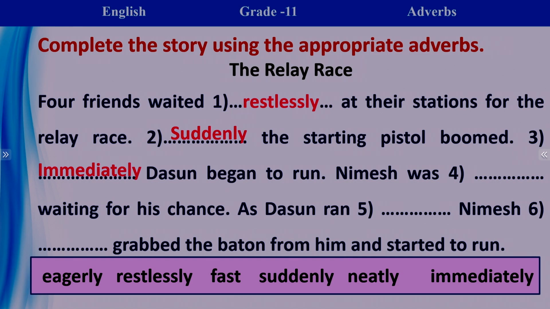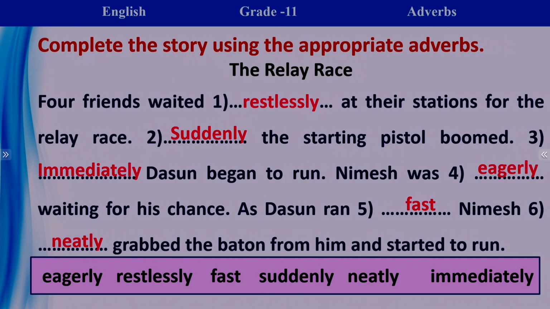Next one, Nimesh was blank waiting for his chance. So, can't you think about Nimesh's feelings there? Yes, Nimesh was eagerly waiting for his chance. As Dasun ran, what is the most appropriate adverb here? Yes, you are right. It should be fast. Ran fast. Nimesh grabbed the baton. So, how did Nimesh grab the baton? Yes, as Dasun ran fast, Nimesh neatly grabbed the baton from him and started to run.